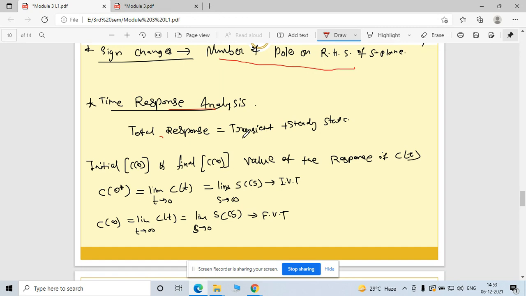So the total response is nothing but your transient plus steady-state response. You can use the initial and final value theorem. For the initial value theorem, c(0+), in the time domain you use t tends to 0, but in the s domain you use s tends to infinity, s C(s). The same way for the final value theorem. But while using this, your system must be proper, with more poles than zeros.